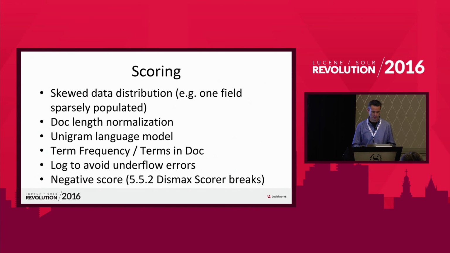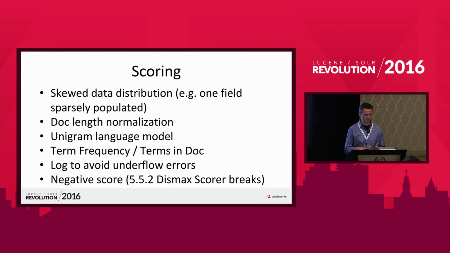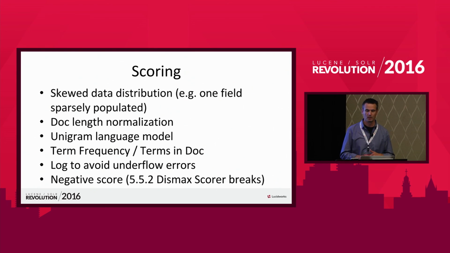And so what we're using is essentially just a bag of words unigram language model, where it's term frequency over the terms in the document. And to make sure that the terms are counted as number of characters, we actually have to remove the document normalization. So in essence, this is a very simple scoring where it's just term frequency over the number of terms in the document, which is essentially the document length. And then we take a log of that to avoid underflow errors. And then we actually get a negative score in the end, right?